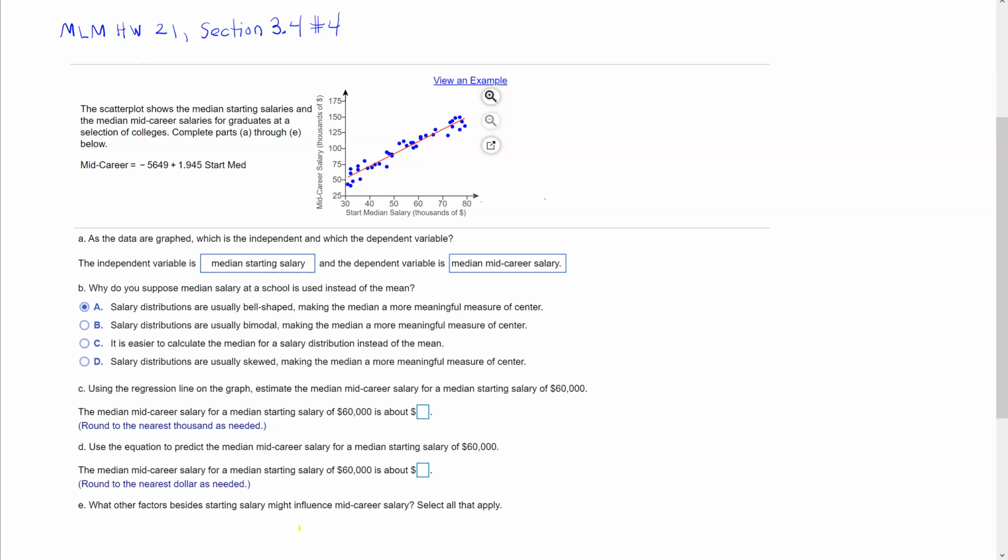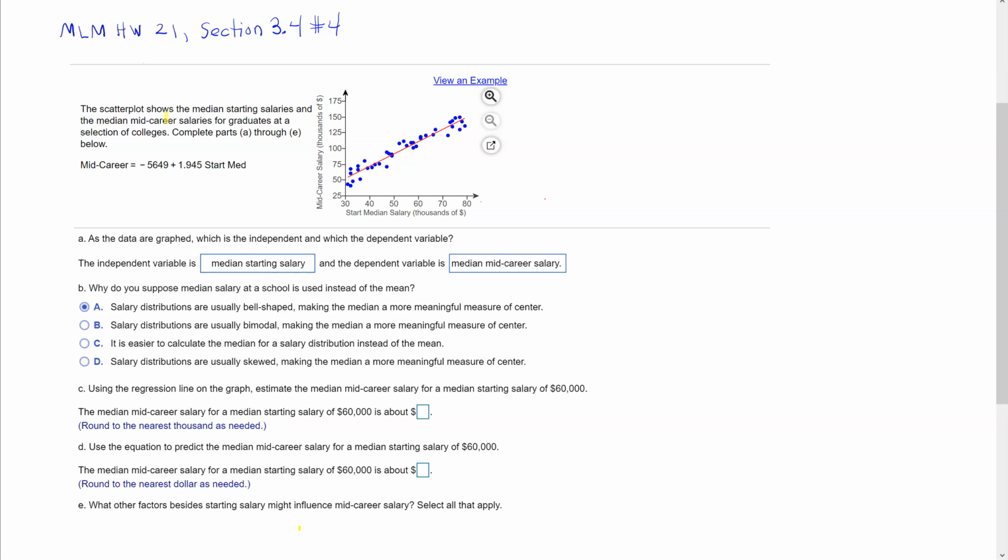This is question number 4 from the MyLab Math homework number 21 over section 3.4, scatter plots. So we've been given a scatter plot that shows the median starting salaries and the median mid-career salaries for graduates at a selection of colleges.